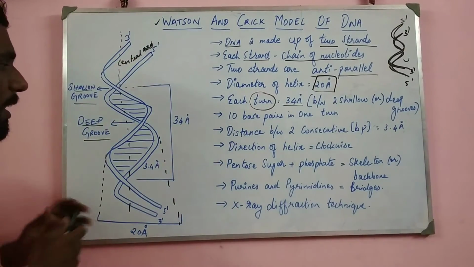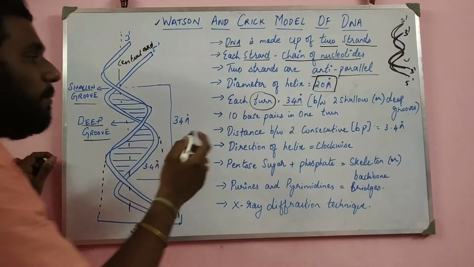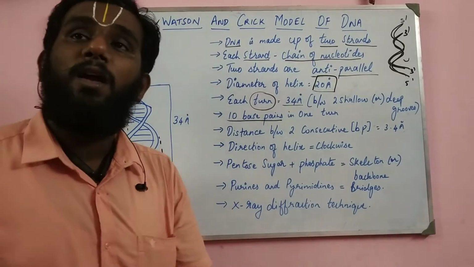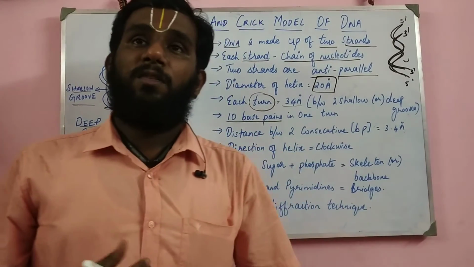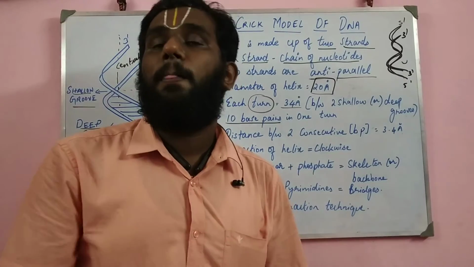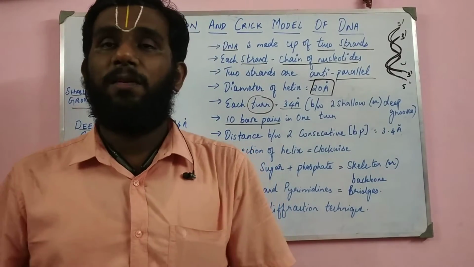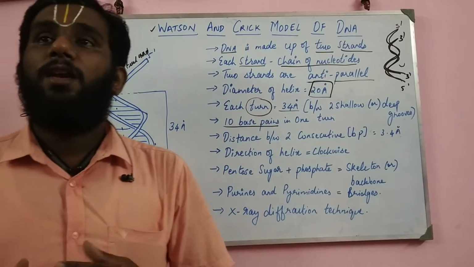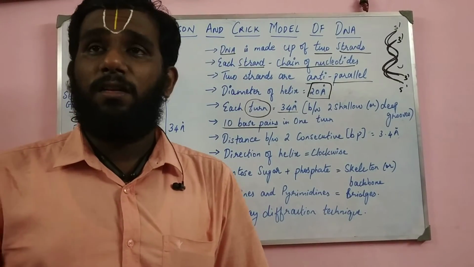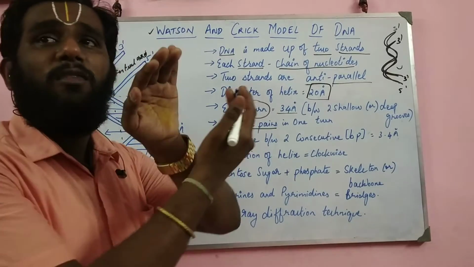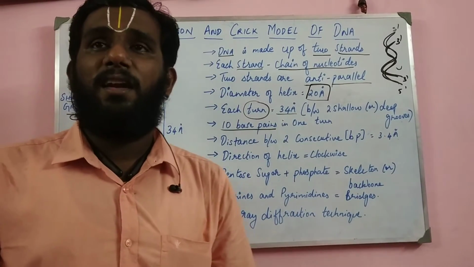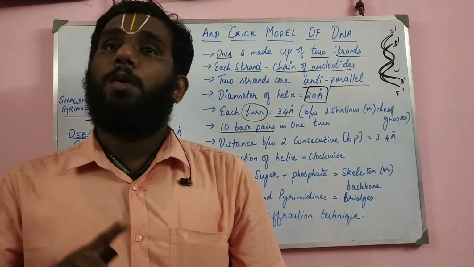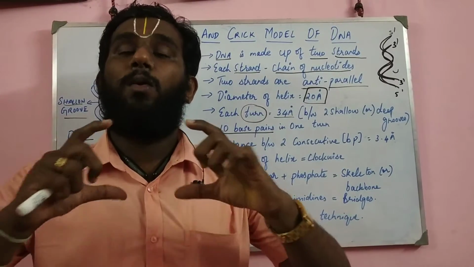And within that one helical turn, there are going to be 10 base pairs. What is a base pair? We have already learned about the nitrogenous bases. The nitrogenous bases include adenine, guanine, thymine, cytosine, and uracil as well. Since we are talking about DNA, it is only adenine, guanine, thymine, and cytosine. So when you take one turn of a helix in a DNA, it will contain 10 base pairs. That is, it will contain adenine, guanine, thymine, and cytosine in a count of 10.